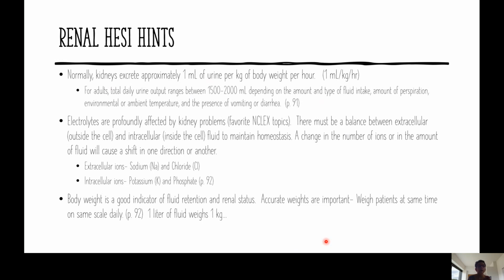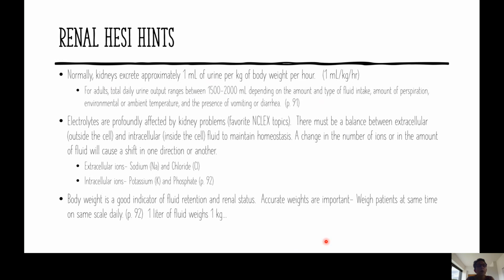So as a final summary, I would encourage you to review the HESI hints that I pulled out here, and these are found in the red HESI book, which is the thinner red one. The 5th edition is where the reference numbers, the pages are located. So normally the kidneys excrete approximately 1 ml of urine per kilogram of body weight per hour. That's in a normal person, okay? 1 ml per kilogram per hour. If you weigh 100 kilograms, 100 mLs per hour usually.